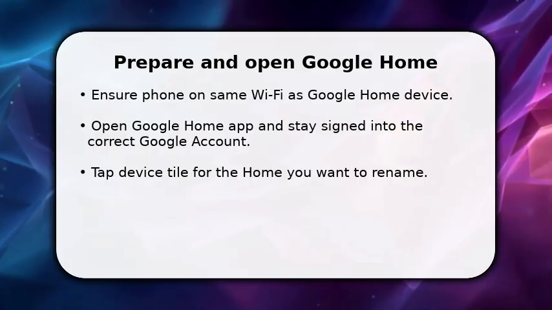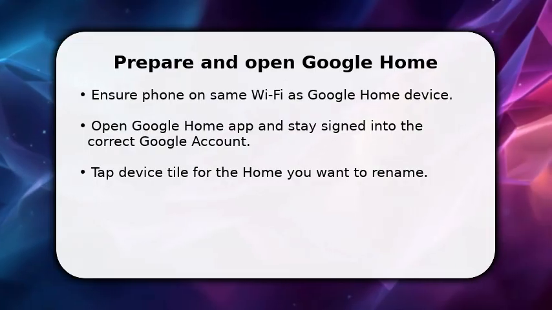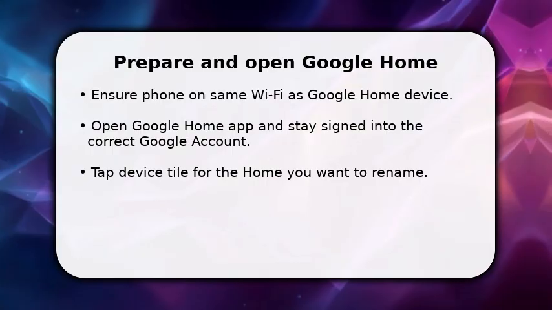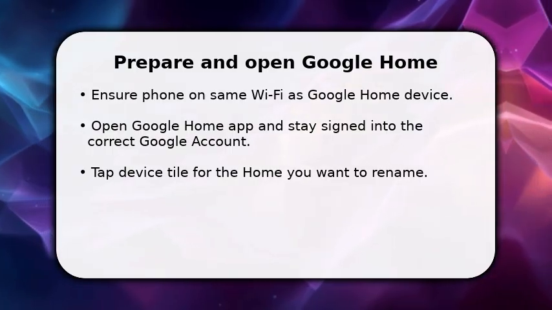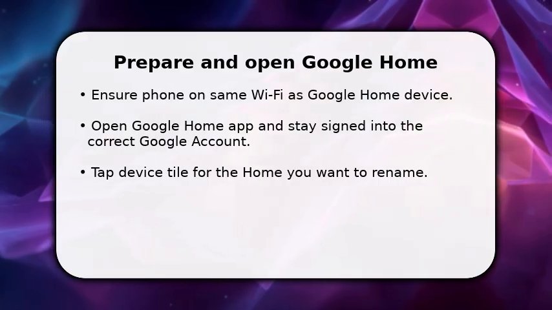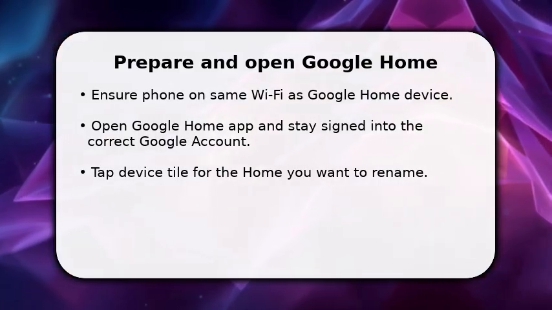You're starting right away. Confirm your phone is on the same Wi-Fi as the Google Home device and signed into the correct Google account. Open the Google Home app. Once it loads, locate the device tile for the speaker or display you want to rename. Tap that tile to open device settings.